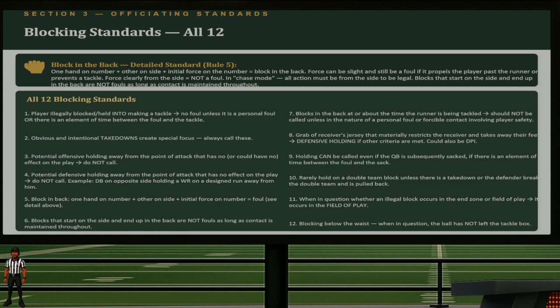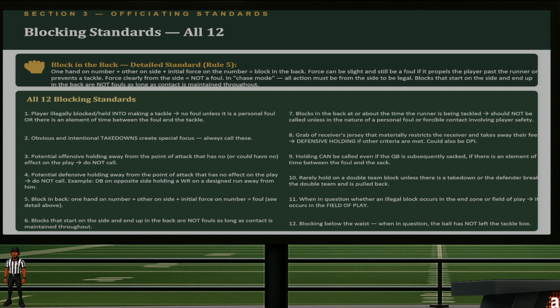Standard 2. Obvious and intentional takedowns create special focus and should be called. Standard 3. If there is a potential offensive holding, but the action occurs clearly away from the point of attack and has no, or could have no, effect on the play, offensive holding should not be called. Standard 4. If there is a potential defensive holding, but the action occurs clearly away from the point of attack and has no effect on the play, defensive holding should not be called.